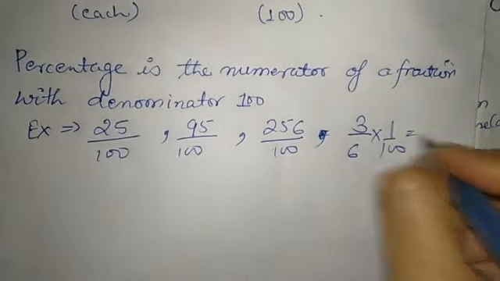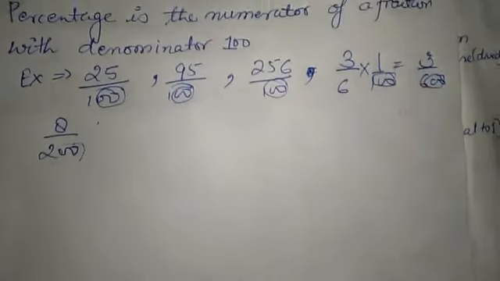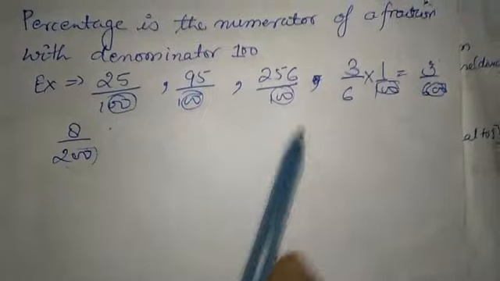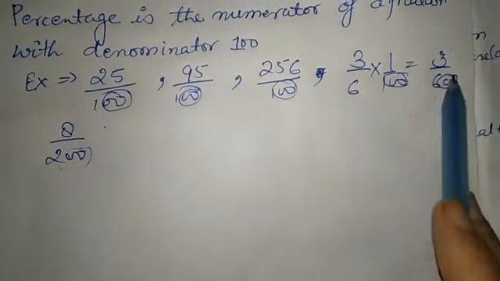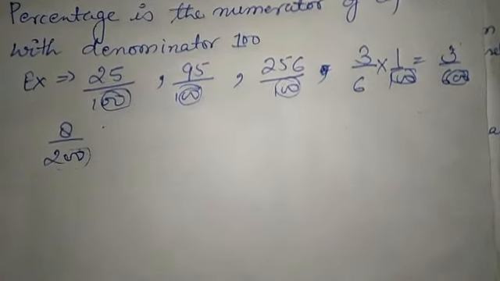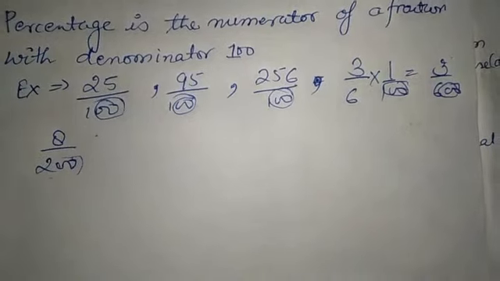All these numbers, or we can say 3 upon 600. So you can see all these numbers. Any number which has 100 in its denominator, 100 meaning 2 zeros in the denominator, we can easily find the percentage of that particular number.